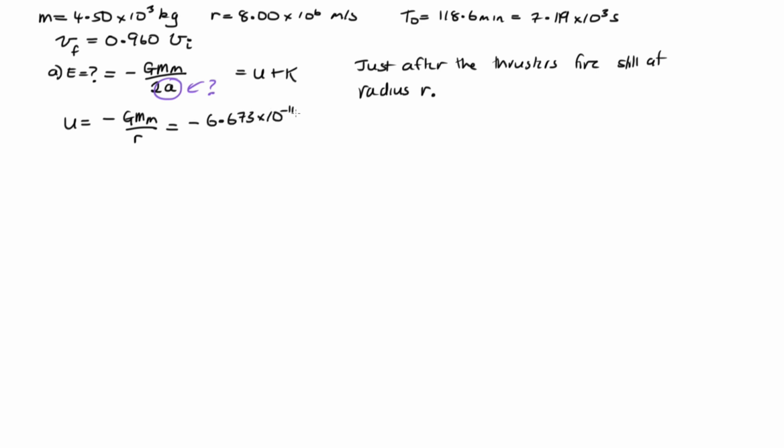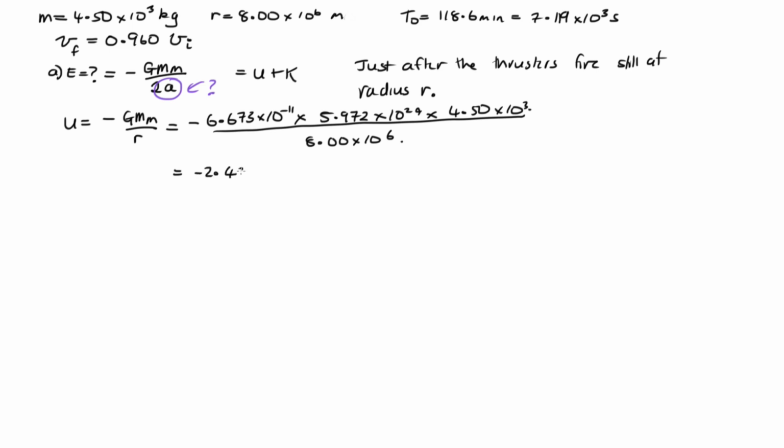So this is equal to 6.673 times 10 to the minus 11, times the mass of the Earth, which is 5.972 times 10 to the 24, times the mass of the satellite, which is 4.50 times 10 to the 3, divided by r, which is 8.00 times 10 to the 6. Sorry, I've miswritten the units there; that should be meters. And so solving this, we get U is equal to minus 2.42 times 10 to the 11 joules.